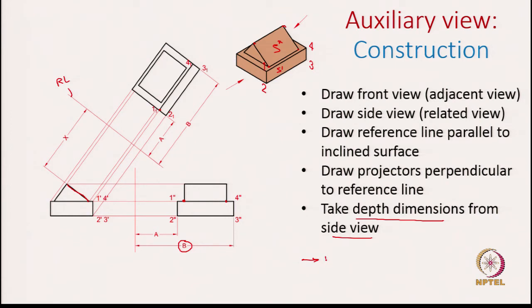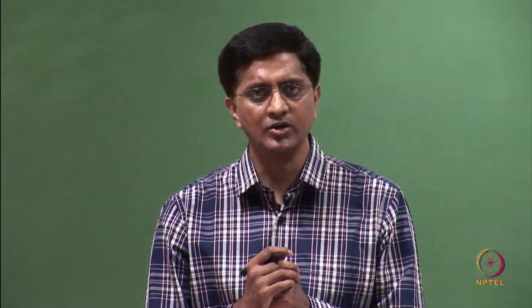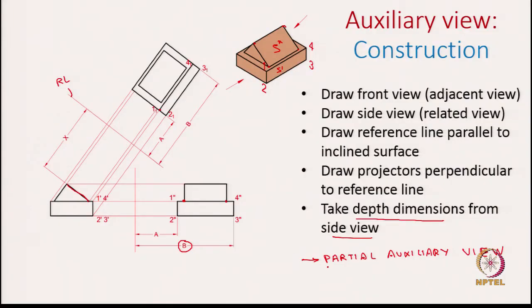Then what we call it is the partial auxiliary view. In partial auxiliary view, you do not capture the complete object, but instead only capture the surface of interest, the inclined surface, in the auxiliary view. But of course, the front view and side view will capture the complete object. I am just talking about the auxiliary view, where we only focus on the surface of interest.